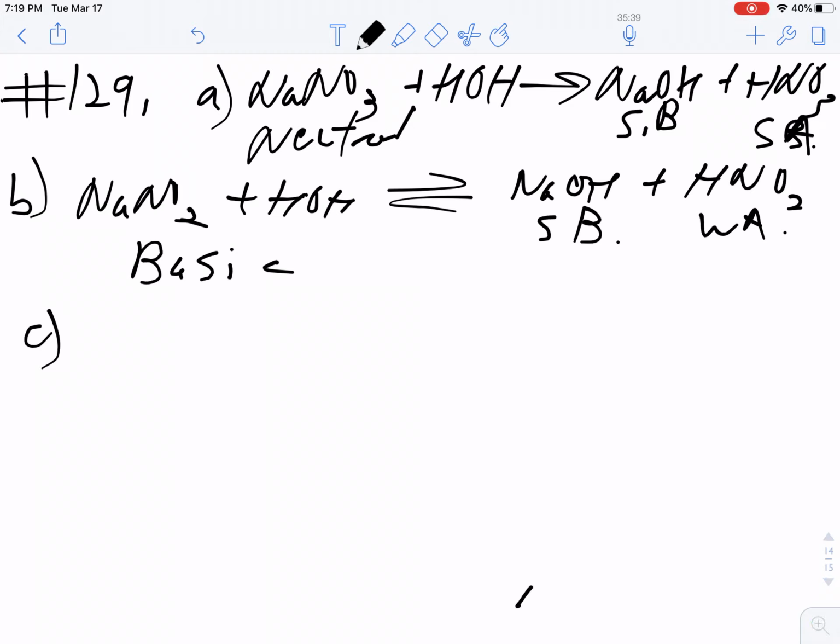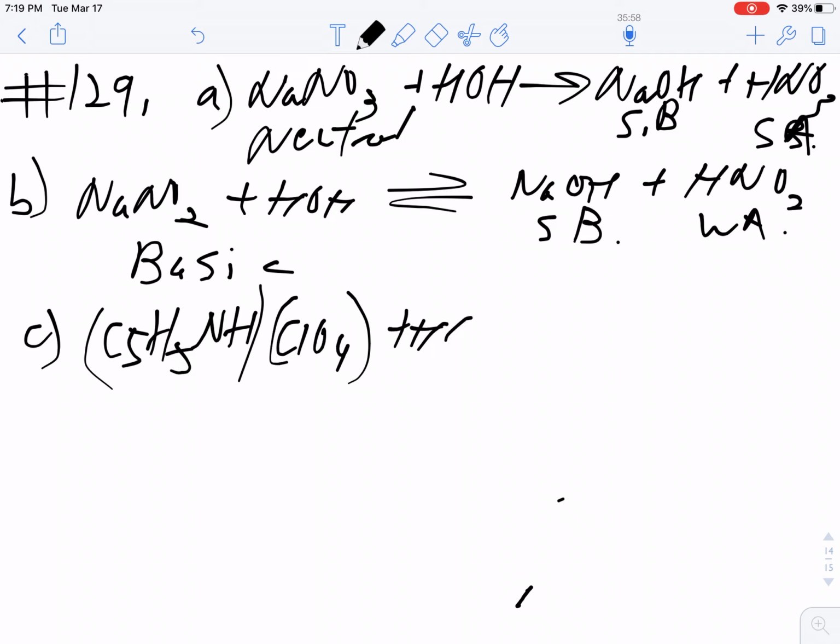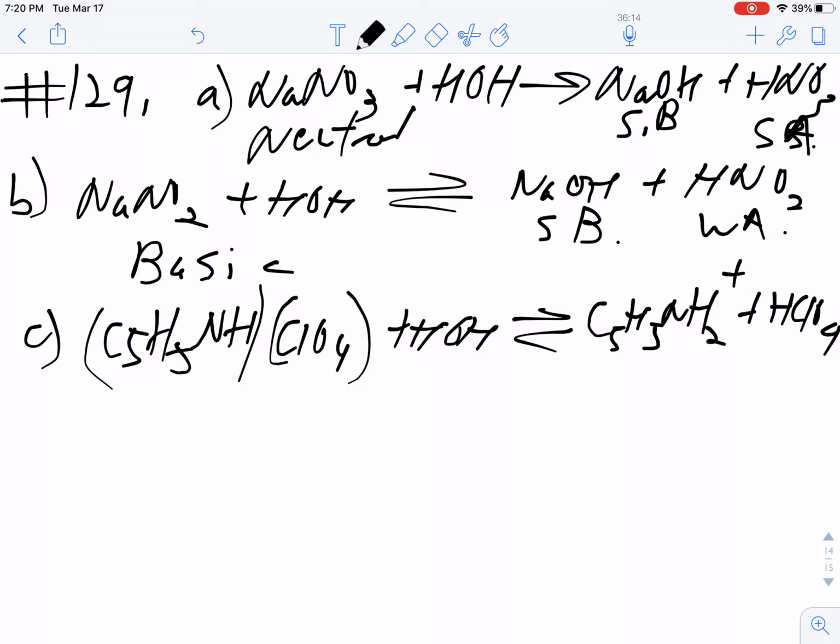C, oh boy. You've got C5H5NH and then ClO4. It would have been nicer if they had shown you that to help you identify where it breaks apart. So that's going to give us C5H5N plus HClO4. That's a strong acid, weak base, acidic.